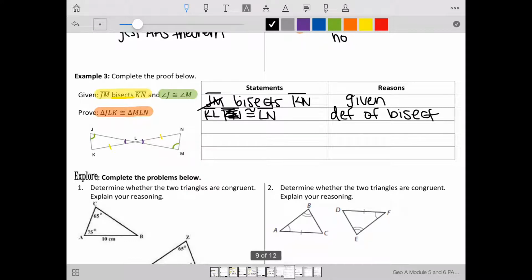The next thing that we did was read the second part of our given statement, which said that angle J was congruent to angle M. And then the last thing we did was we knew we needed a third piece of information. So we looked at our diagram and saw these two vertical angles. And we labeled them congruent because vertical angles are always congruent. So I'm going to write angle JLK is congruent to angle NLM. And I'm going to write vertical angles theorem.